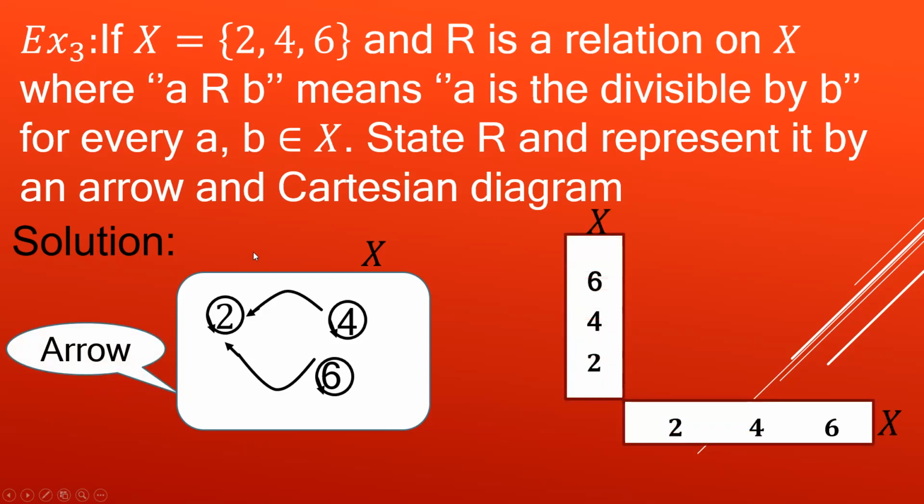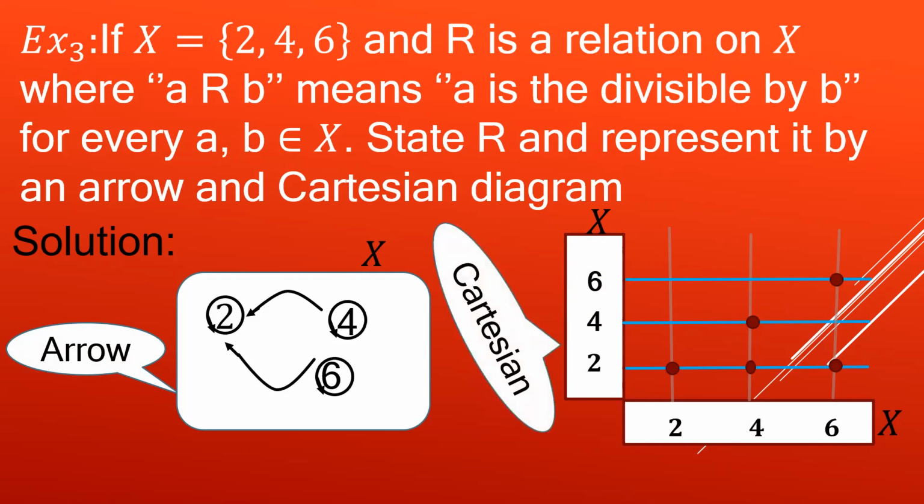What about the Cartesian diagram? We draw the first column, which contains the elements of the set X, 2, 4, 6, and the second column, which contains the elements of the set X, 2, 4, 6. 2 is divisible by 2, and 4 is divisible by 2. 4 is divisible by 4, and 6 is divisible by 2. And 6 is divisible by itself, 6 is divisible by 6. And this is the Cartesian diagram.